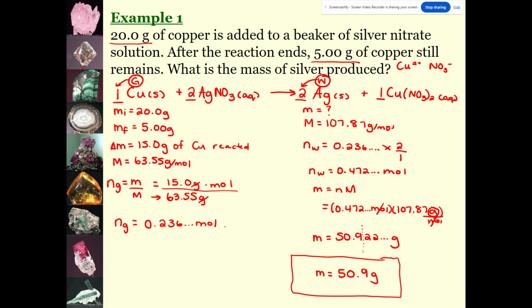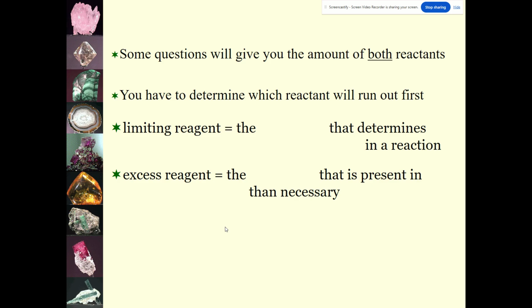Now, what about questions, though, like I said, the other way you can see excess and limiting reagent questions, where you are given the amount of both reactants, okay? That is how you know that you have what we call a limiting reagent and excess reagent question, because you are given the amount of both reactants and you want to find the mass, usually mass, of your product. It could be concentration and all those other things that we solve for in stoichiometry, but usually it's with mass, okay? You have to determine which reactant is going to run out first, all right?